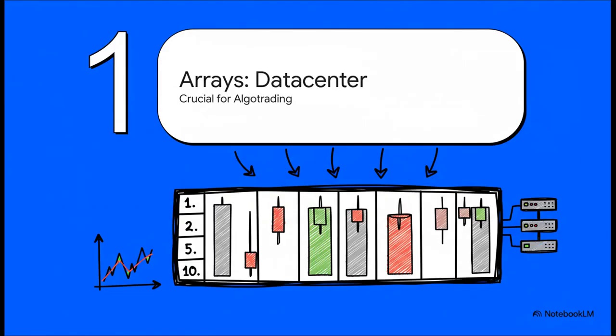So first things first, let's make sure we're all on the same page. Forget about code for just a second. I want you to think of an array as a special kind of container, like a long, numbered list that can only hold one type of thing. For us, that might be something like the closing prices of the last 100 candlesticks.